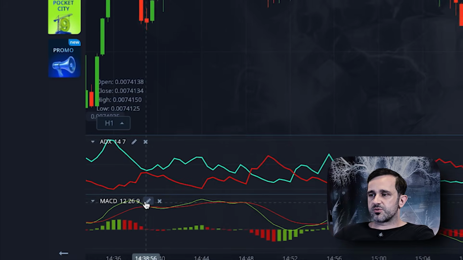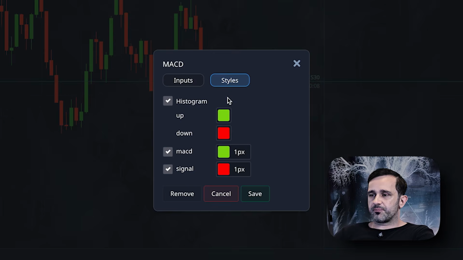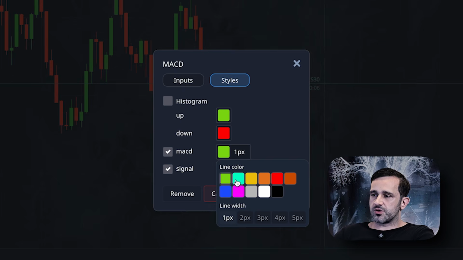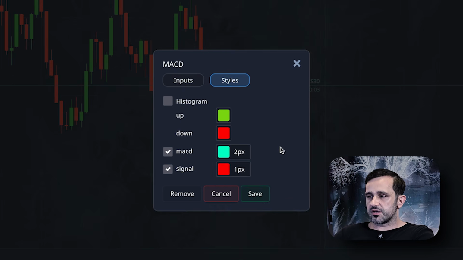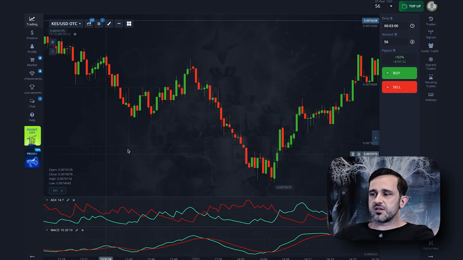MACD shows trend shifts and reversal movements through the interaction of 2 moving averages. Fast period 10, slow period 20, signal period 10. This makes the indicator quick and sensitive to local reversals. For styling, I remove the histogram and leave only the 2 lines. MACD in turquoise, the signal line is red, the chart stays clean. The setup is simple. ADX confirms the move is real, MACD gives the entry point.